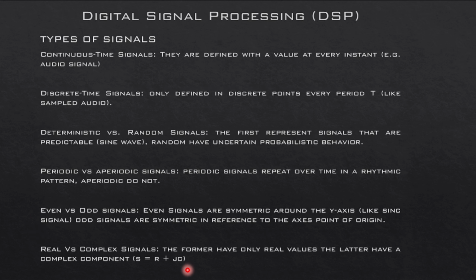Finally, real versus complex signals. The former have only real values. The latter should be expressed on the real and the imaginary axes. So as an example for that, S equals R plus jC. J is the complex argument. It's on the complex plane or complex axis, and R is the real value.